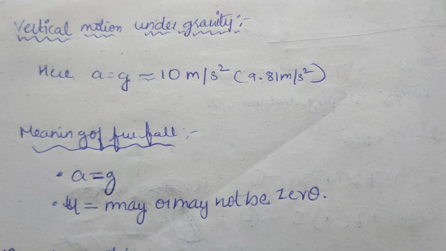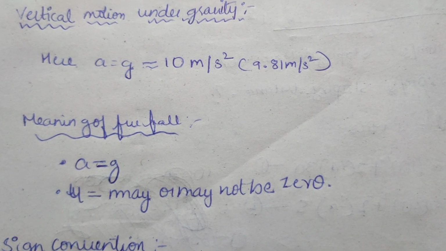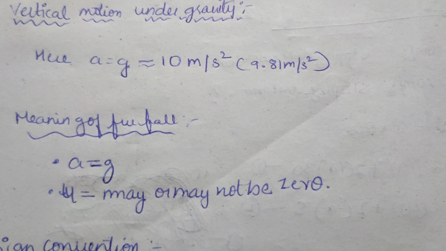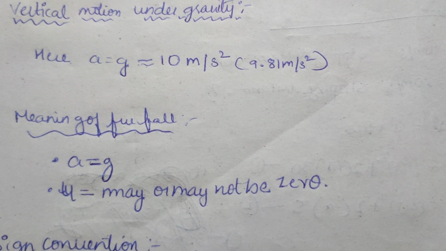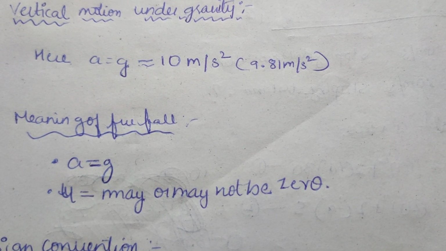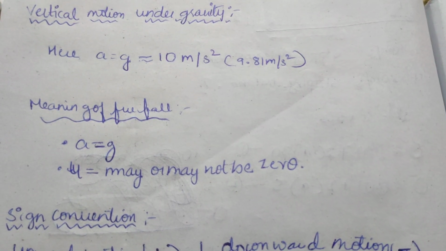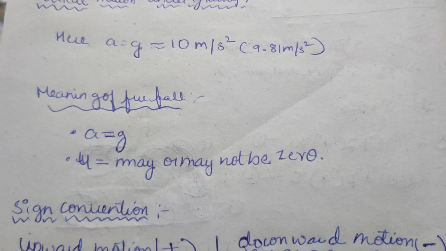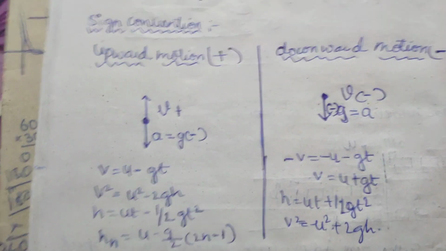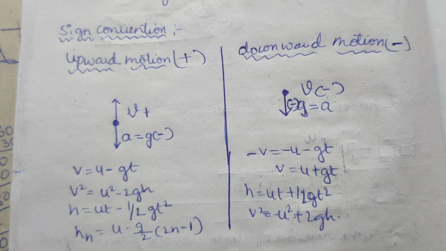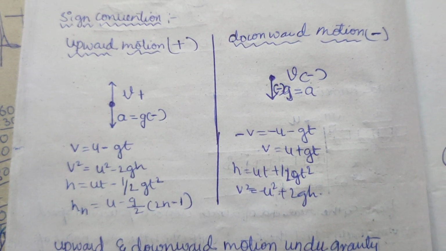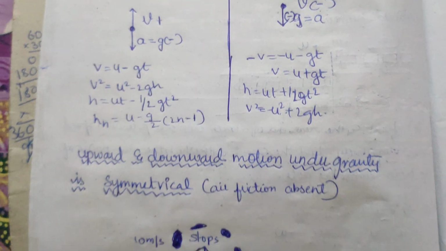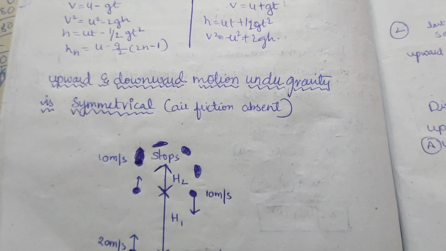Vertical motion under gravity, or we can say free fall. Here a equal to g, or acceleration equal to gravitational acceleration, whose value is 10 meter per second square, or more accurately 9.81 meter per second square. Here u may or may not be 0. Now the sign convention: upward motion is plus and downward we will take as minus. Here you can see the formulas according to the sign convention. Then upward and downward motion under gravity is symmetrical.